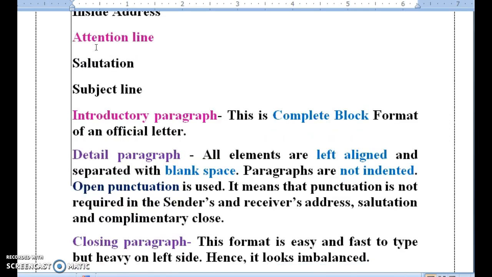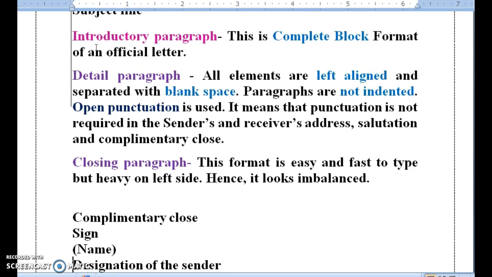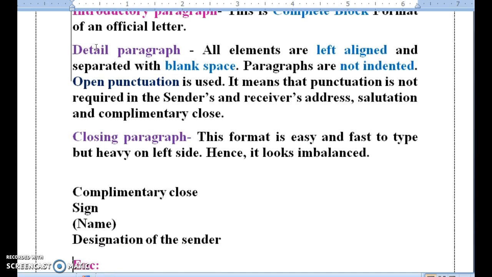So at the end you can see that this format is very easy and fast to type, but it is heavy on the left side and a little bit imbalanced. But it is mostly preferred in writing official business letters these days in the corporate world. So that's all about complete block format. I hope you will be able to use it in all your letters, especially for your next assignment.